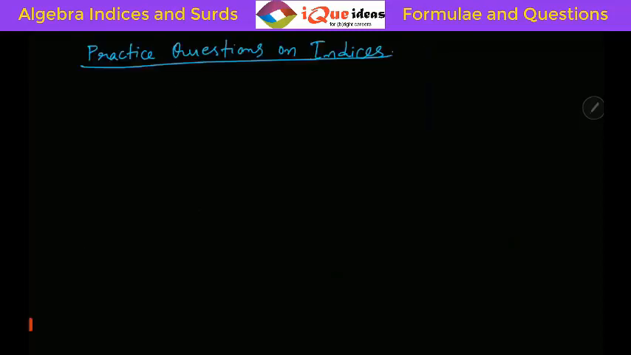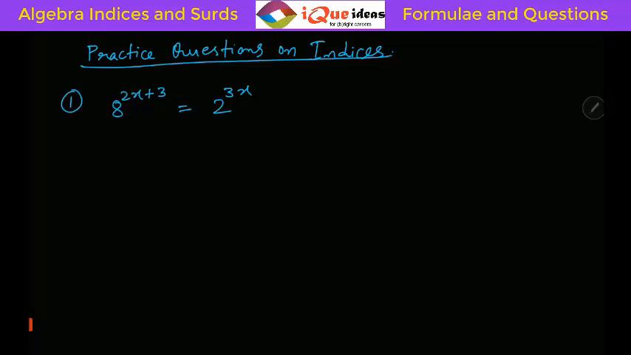Now let's take up some questions for practice on indices. Let's take up the first question. The first question is 8 raised to the power 2x plus 3 is equal to 2 raised to the power 3x. Now there are two ways to do this. Let's take up the first one.